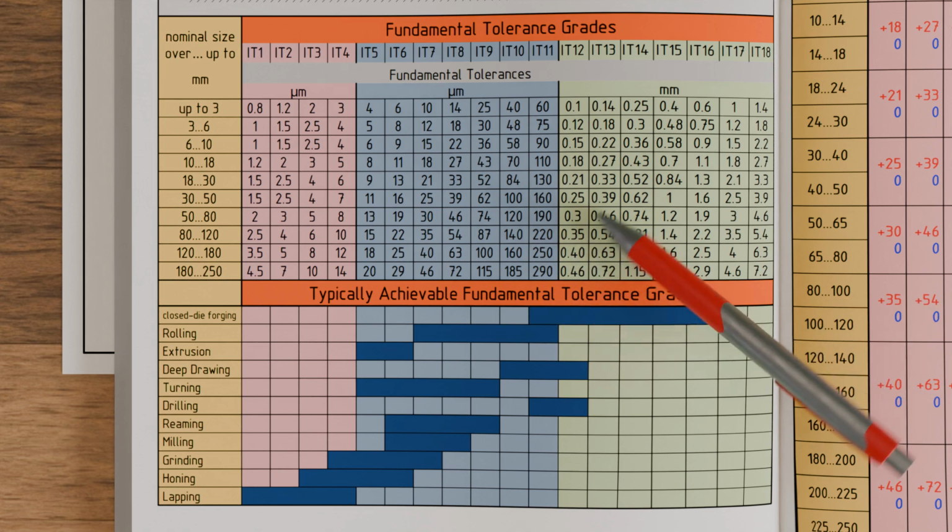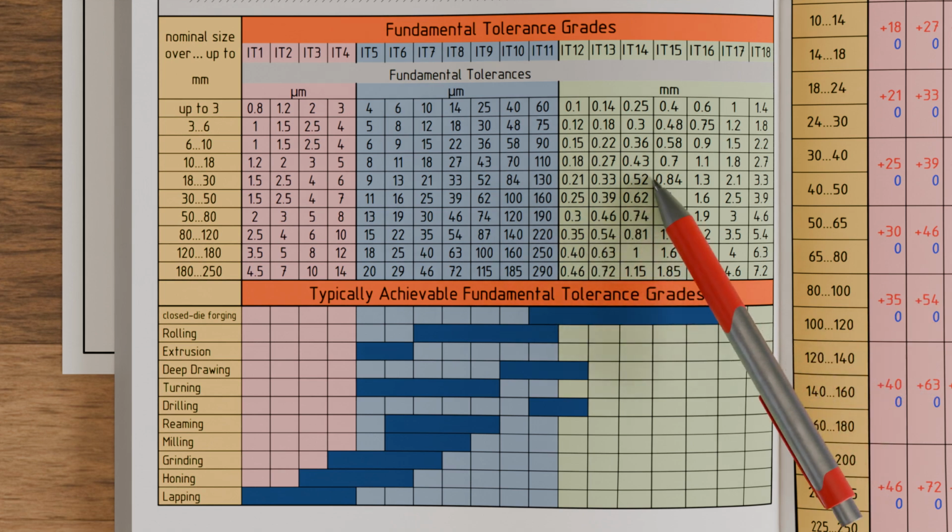Larger tolerances are found in the fundamental tolerance grades IT12 to IT18, highlighted in green. These are used, for example, for forged and stamped parts. Manufacturing processes such as rolling, forging, and casting usually allow only tolerances larger than IT12 to be realized.